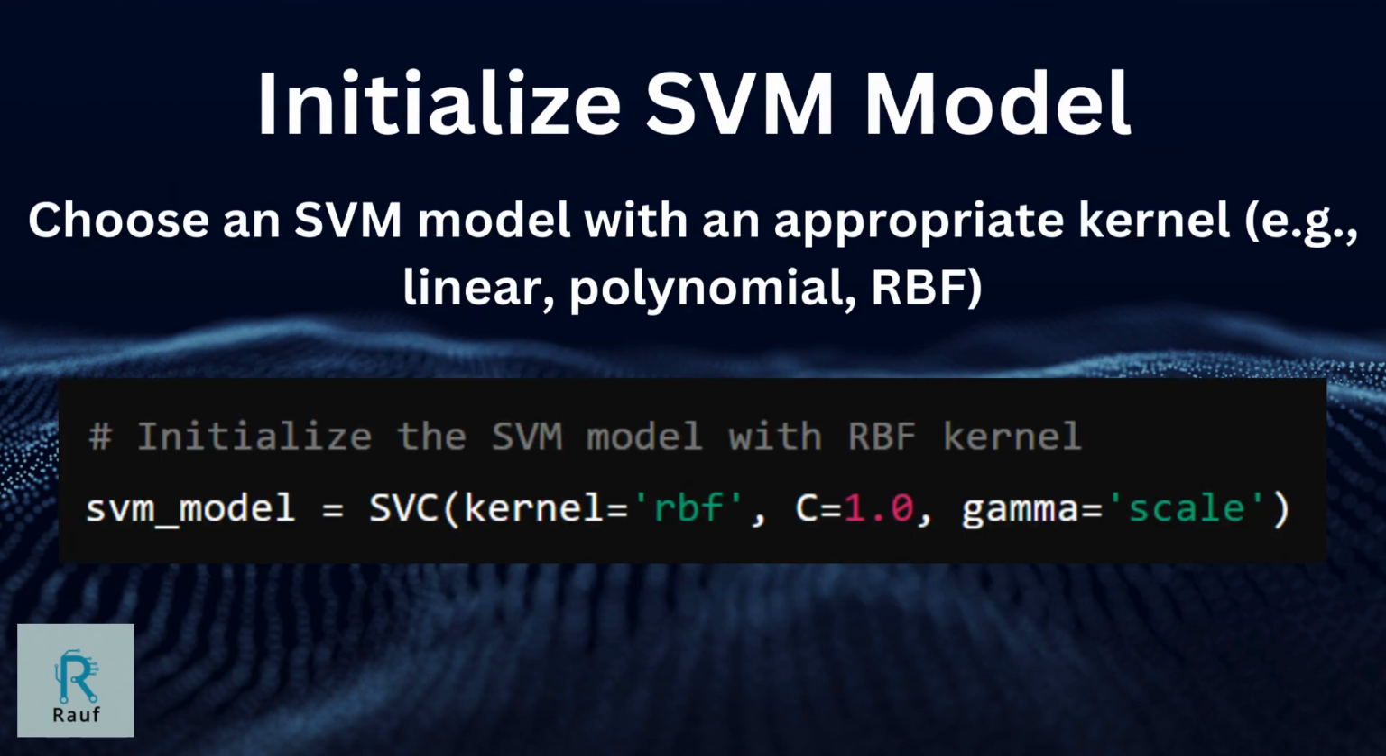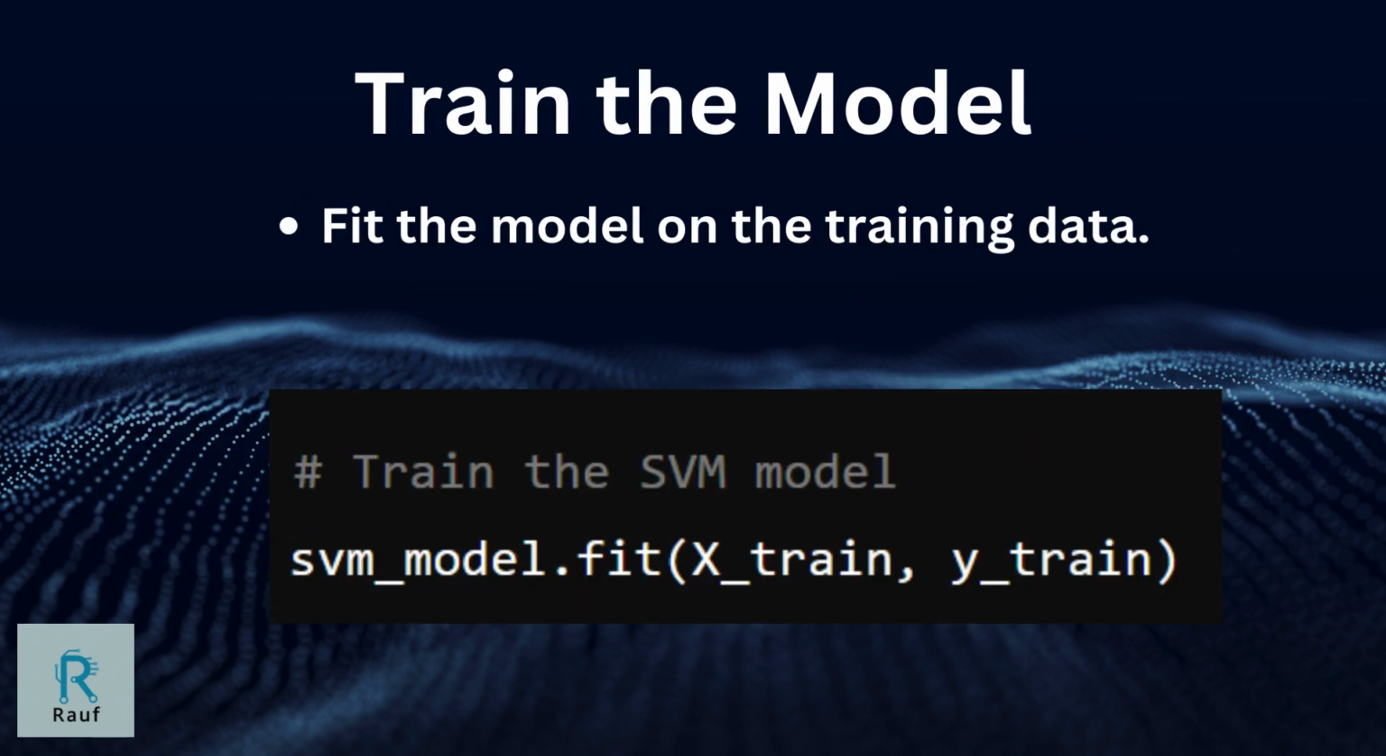Now let's see the third step. The third step is to initialize the SVM model. First you have to choose an SVM model with an appropriate kernel, for example linear, polynomial, or RBF. You can see I use the RBF kernel. So now I initialize the model. After that, I train the model.